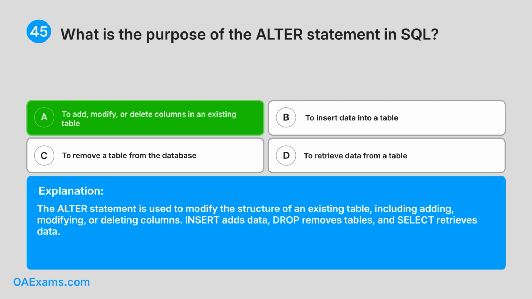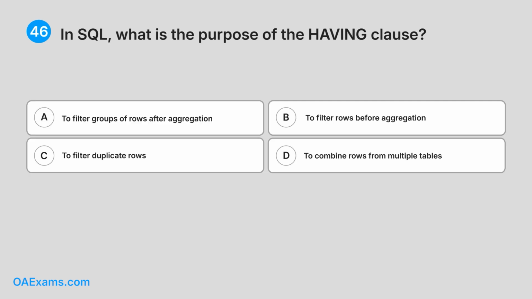46. In SQL, what is the purpose of the having clause? A. To filter groups of rows after aggregation. B. To filter rows before aggregation. C. To filter duplicate rows. D. To combine rows from multiple tables. Can you guess the answer?